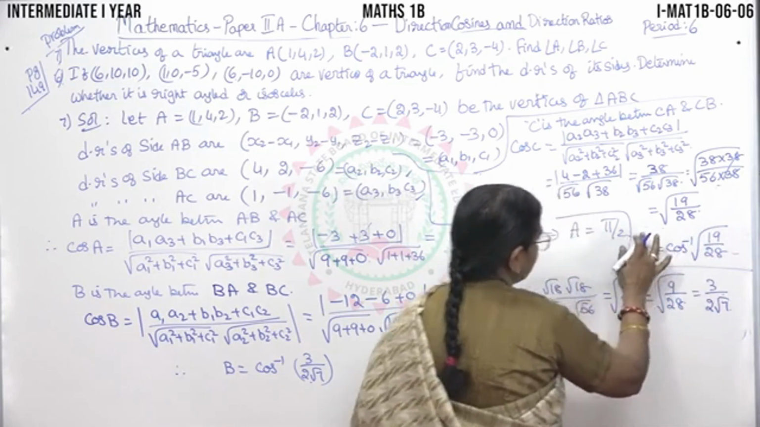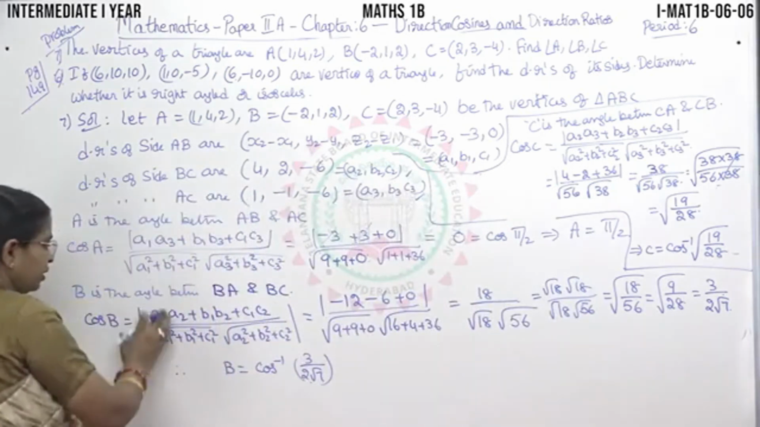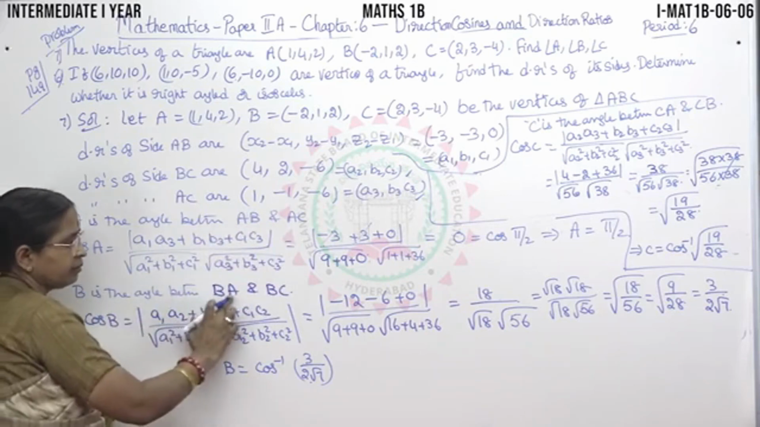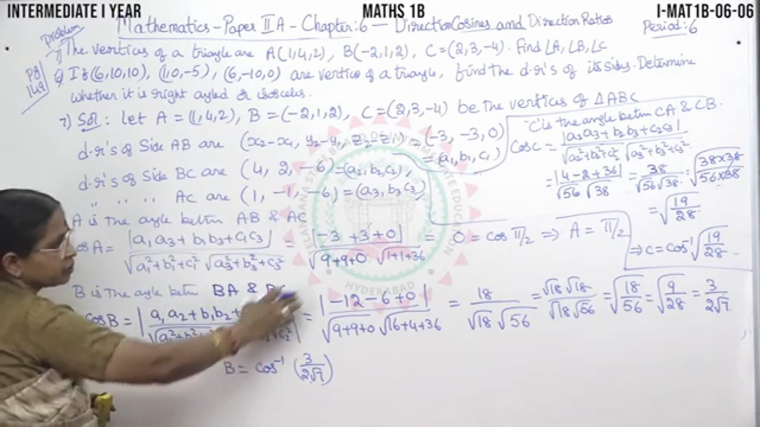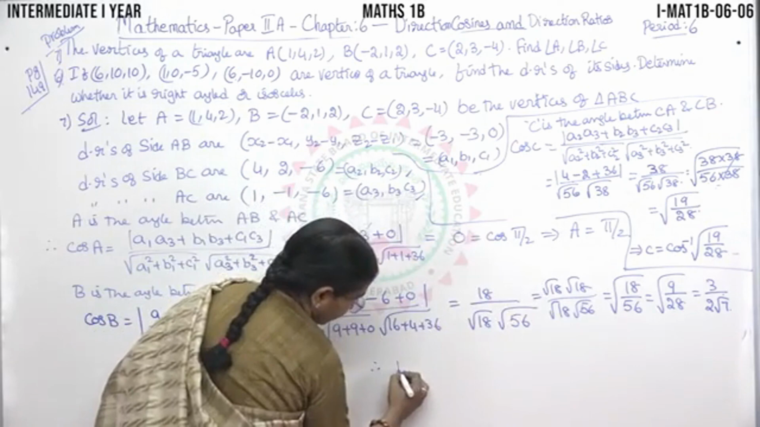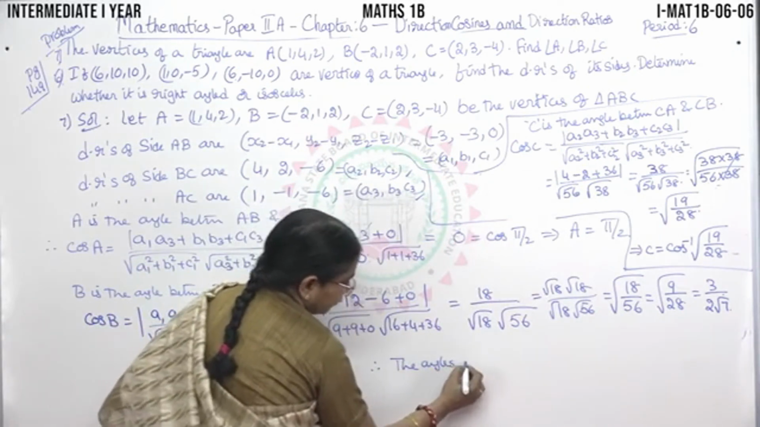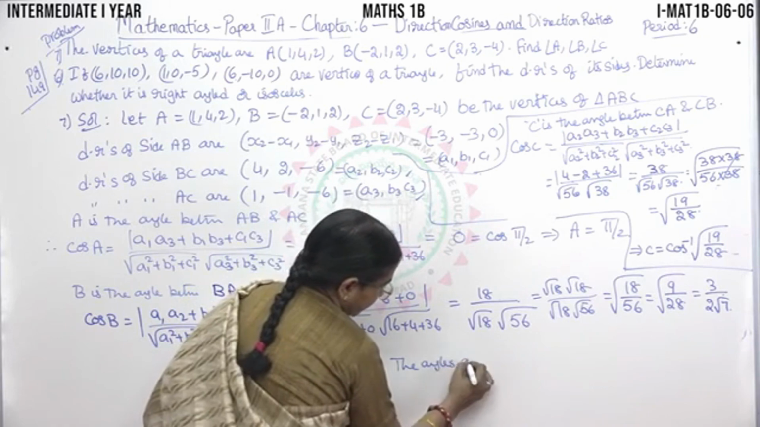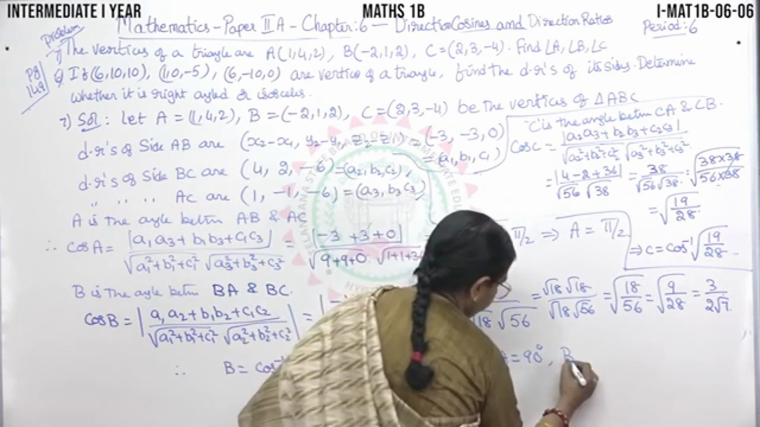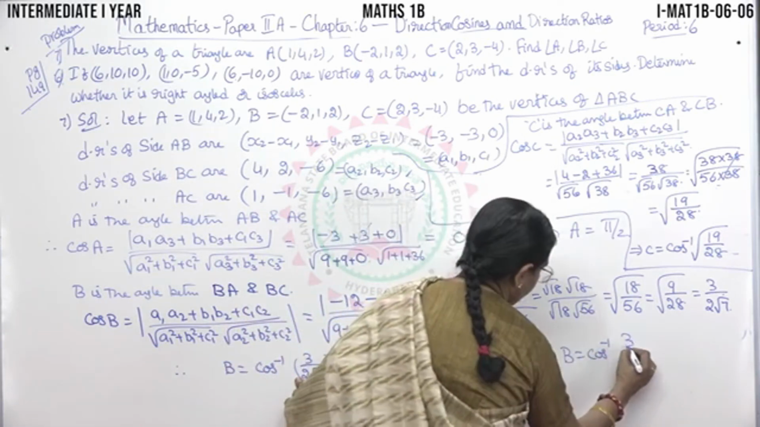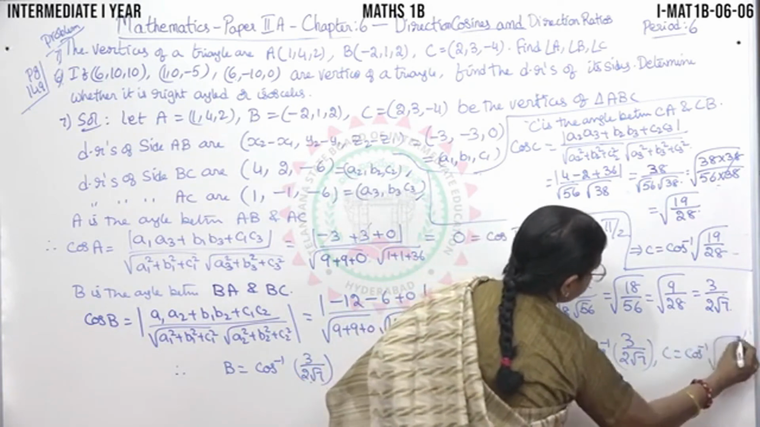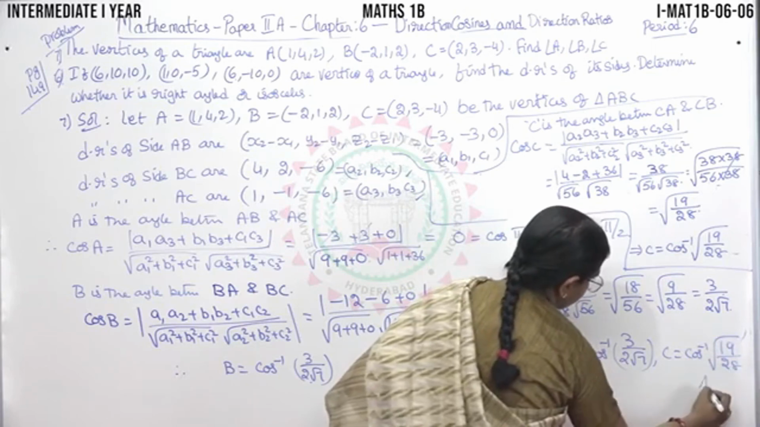So like this we find all the 3 angles. Procedure is same, but you are finding the angles 3 times. A is the angle between AB and AC. B is the angle between BA and BC. So accordingly, you just substitute the values and finally you write. Therefore, the angles of the triangle are: angle A is equal to 90 degrees, angle B is equal to cos inverse of 3 by 2 root 7, and C is equal to cos inverse of root of 19 by 28. This is your answer.